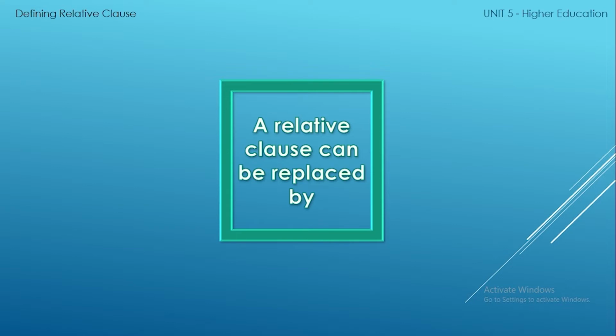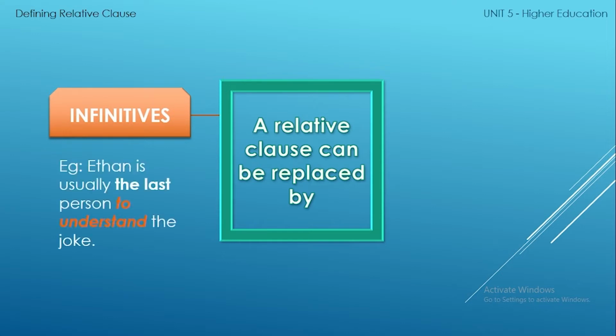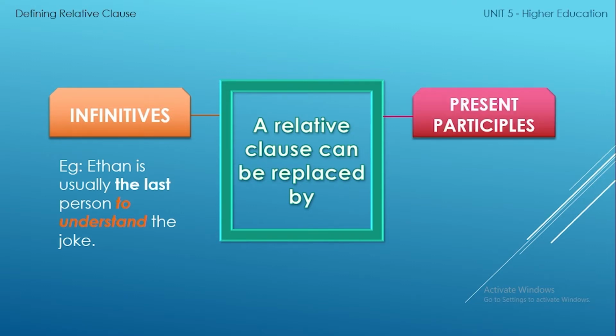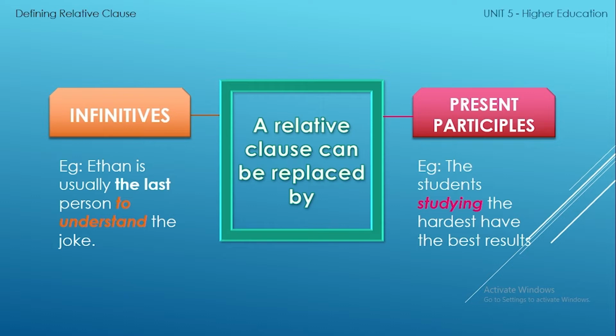We can replace a relative clause with an infinitive, which is a to-verb. For example, if the original sentence is "Ethan is usually the last person who understands the joke," and we replace the relative pronoun and verb "who understands" with an infinitive, it will sound like "Ethan is usually the last person to understand the joke." We can also replace a relative clause with a present participle. For example, "The students studying the hardest have the best results."